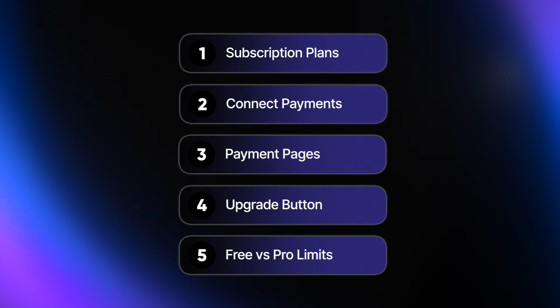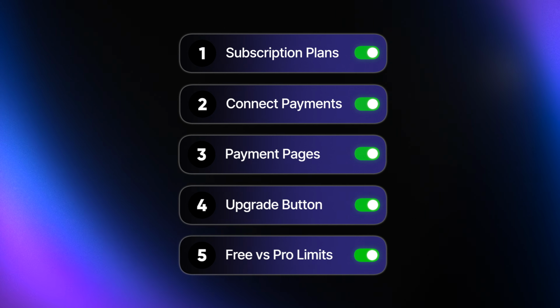Here's the roadmap for today. 5 clear steps. Step 1. We set up the subscription plans, monthly and yearly. Step 2. We connect Stripe to your app so payments actually work. Step 3. We handle what happens after payment, success or cancellation. Step 4. We make the upgrade button open Stripe checkout. Step 5. We turn it into a real SaaS with free versus pro limits. Don't worry about the details yet. We'll go step by step.